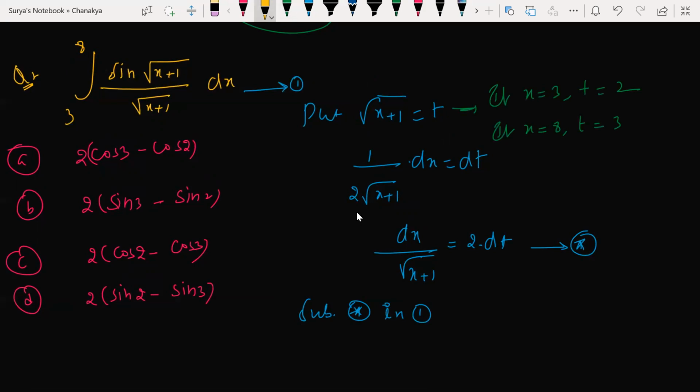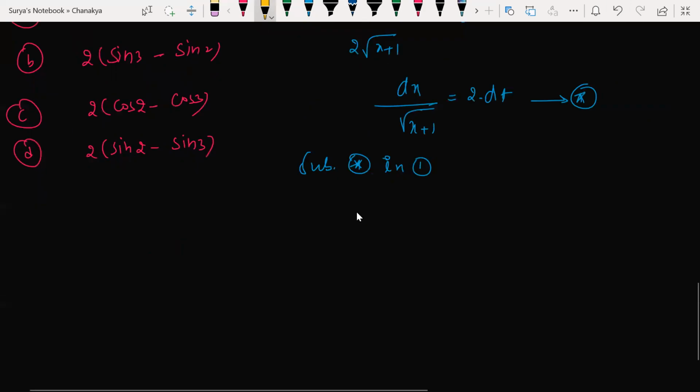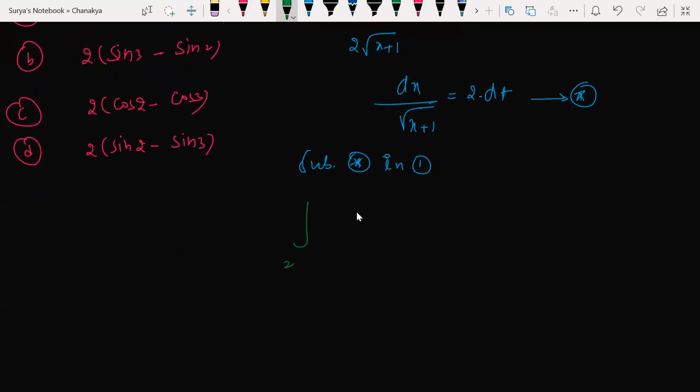If x is equal to 3, t is 3 plus 1, 4. Square root of 4 is 2. If x is equal to 8, t is 8 plus 1, 9. Square root of 9 is 3. So the lower limit is 2 and the upper limit is 3 now. 2 to 3.